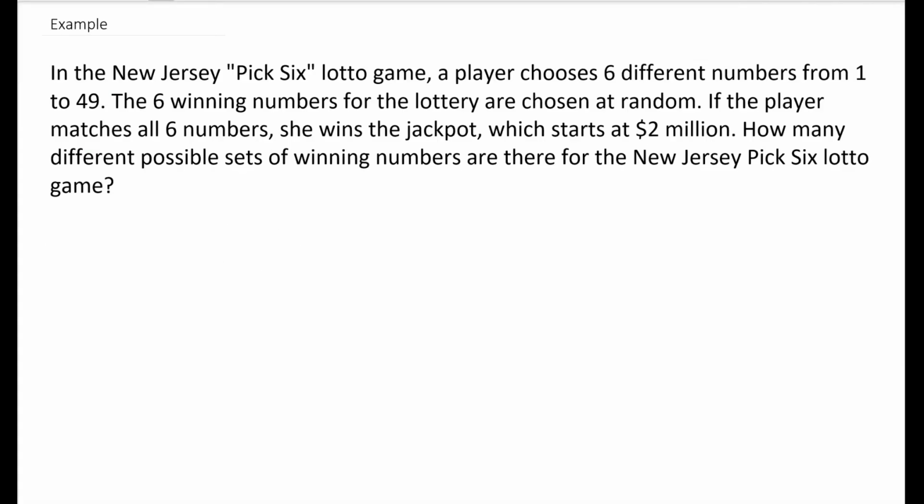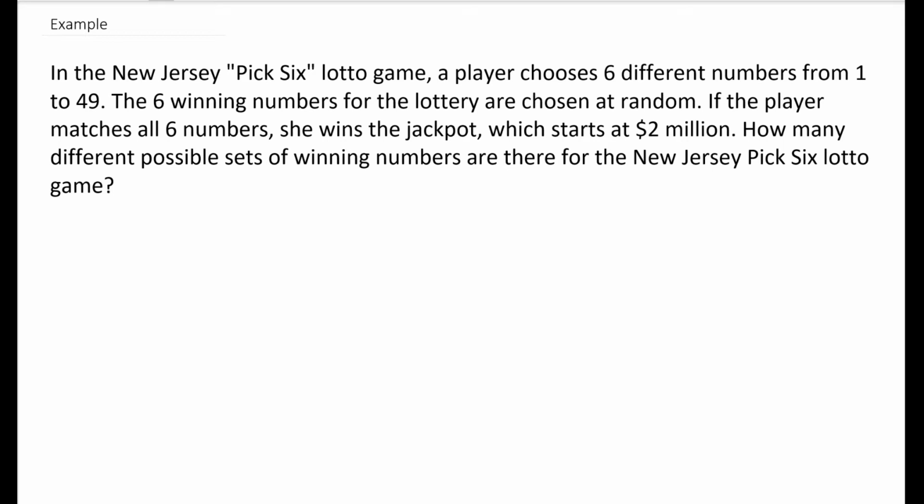Alright, so in New Jersey Pick 6 Lotto game, a player chooses 6 different numbers from 1 to 49. The 6 winning numbers for the lottery are chosen at random. If the player matches all 6 numbers, she wins the jackpot, which starts at $2 million. How many different possible sets of winning numbers are there for the New Jersey Pick 6 lotto game? All right, so we want to figure out the total number of possible sets of winning numbers.